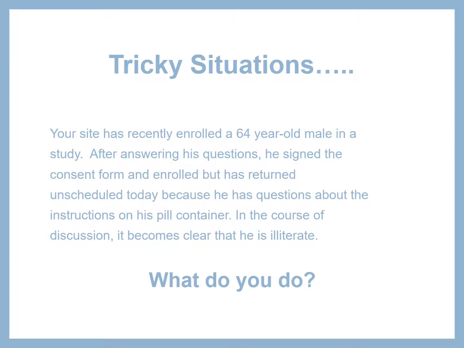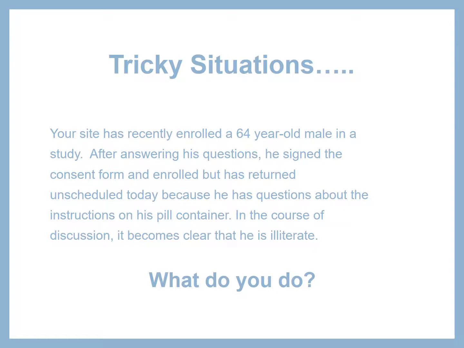Another one. Your site has recently enrolled a 64-year-old male in a study. After answering his questions, he signed the consent form and enrolled, but he's returned unscheduled today because he has questions about the instruction on his pill container. In the course of discussion, it becomes clear that he is illiterate. What do you do? And this actually happened to me. This gentleman had been illiterate obviously all of his life, and he came with his wife and son to sign the consent form, and they were very informed and had very good questions, and I had no reason to believe that perhaps he was illiterate until he returned about 2 days later.